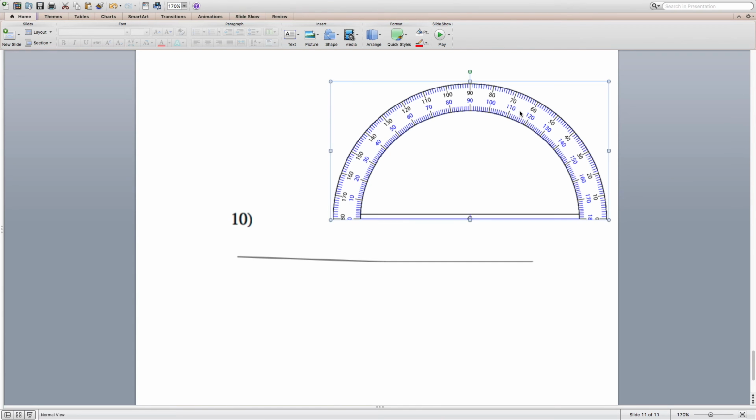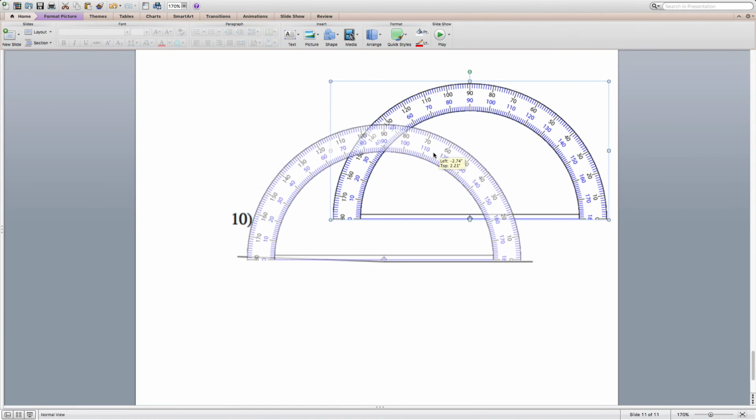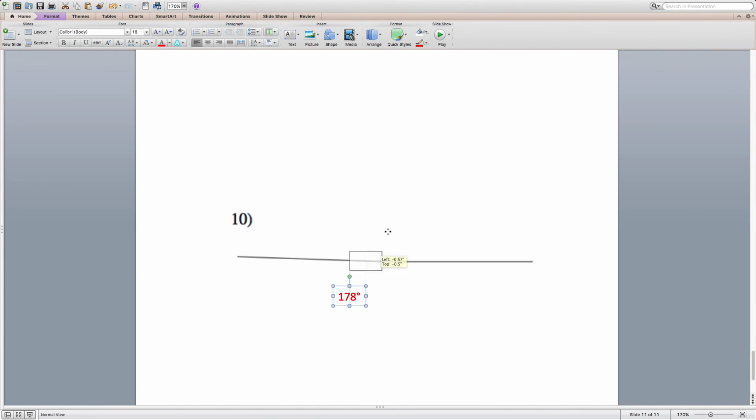So number 10, we're finding our vertex, lining our protractor up, and you can see we intersect 2 tick marks less than 180, so that's going to be 178 degrees. So 178 degrees is our final answer in the first half of this worksheet.